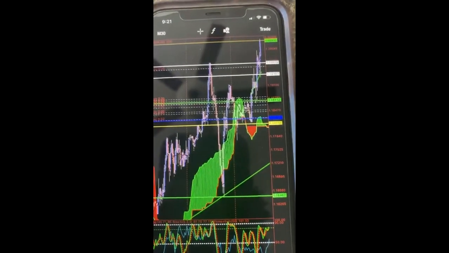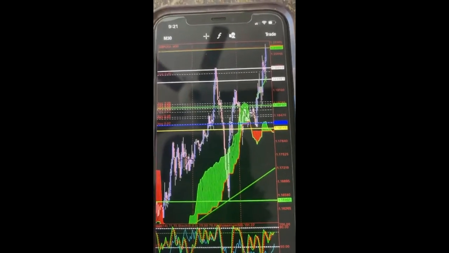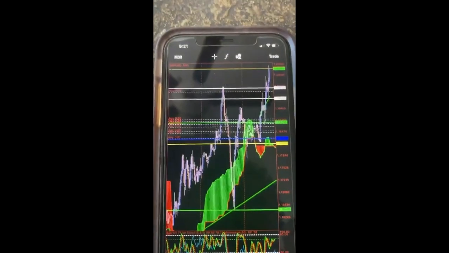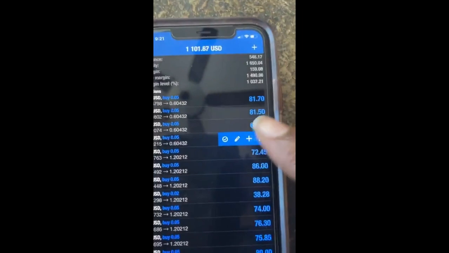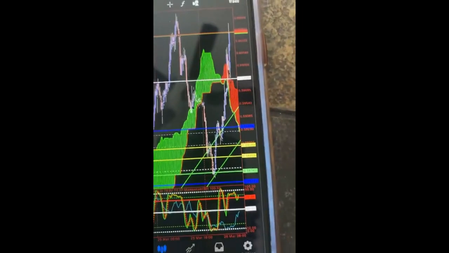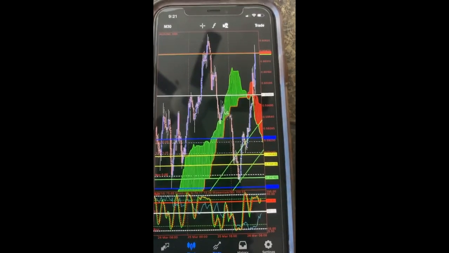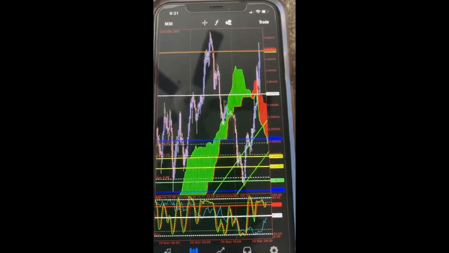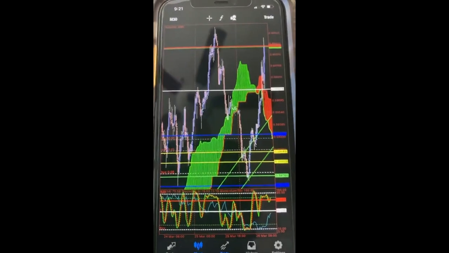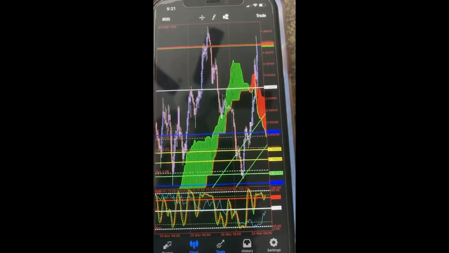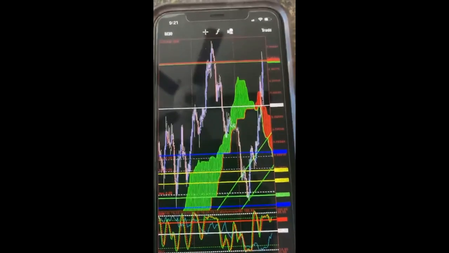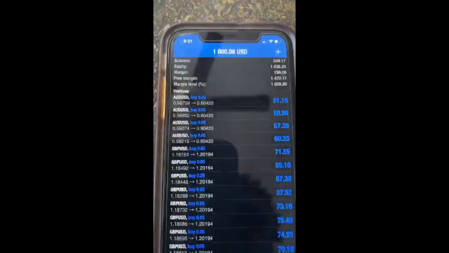Look at that entry. 30-minute time frame. You just got to have knowledge. Real knowledge here. We don't guess. Look at the entries on AU. Tell me that's not a perfect entry. 30-minute time frame. See that? And look at my risk. 0.05. That's nothing to be able to make 1,000.